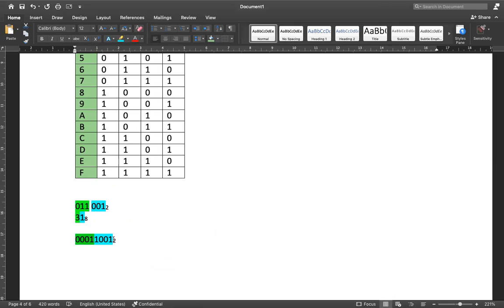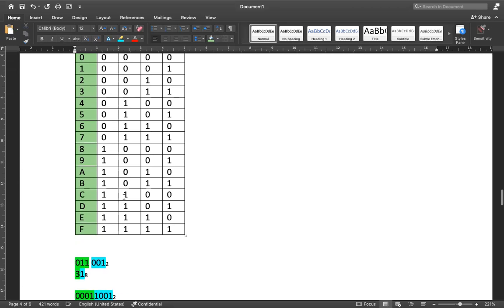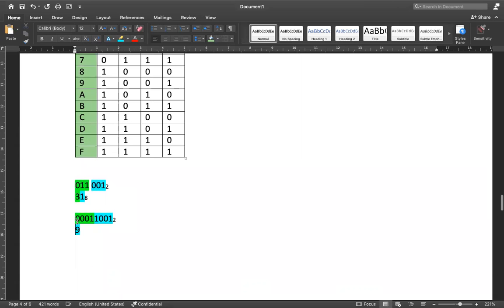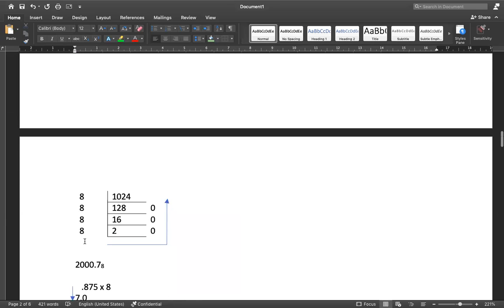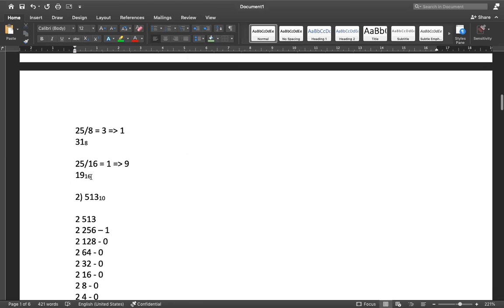Can you tell me 1001? What is the value? Refer to the table and tell me the value. 1001 means? 9. It is 9. 1001 is 9. And let's highlight in this color. Then 0001. What is the value? 1. 0001 is 1. Then this is the hexadecimal answer. Take 4 by 4, you will get the hexadecimal. Okay, see, we got 31 in octal, 19 in hexa.